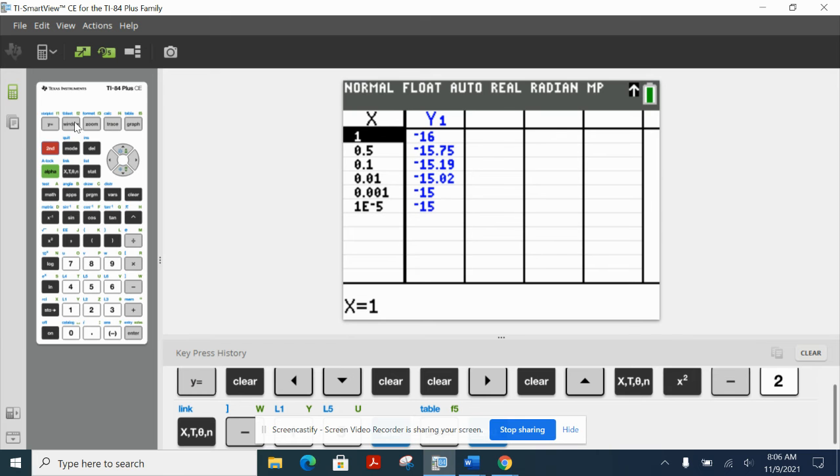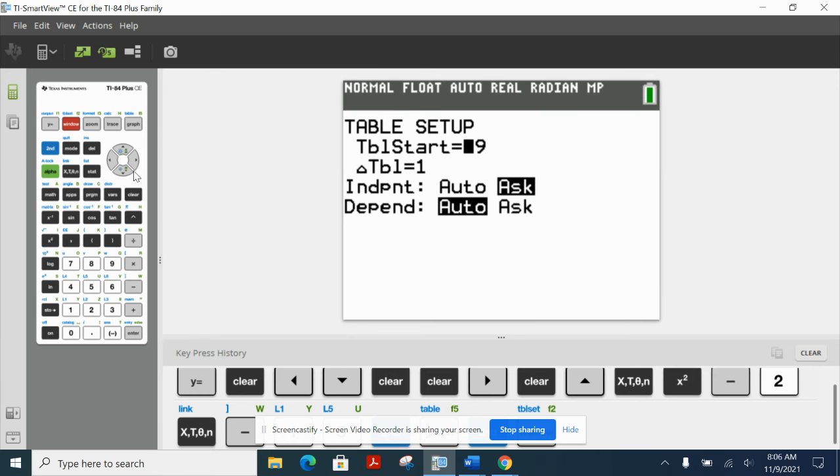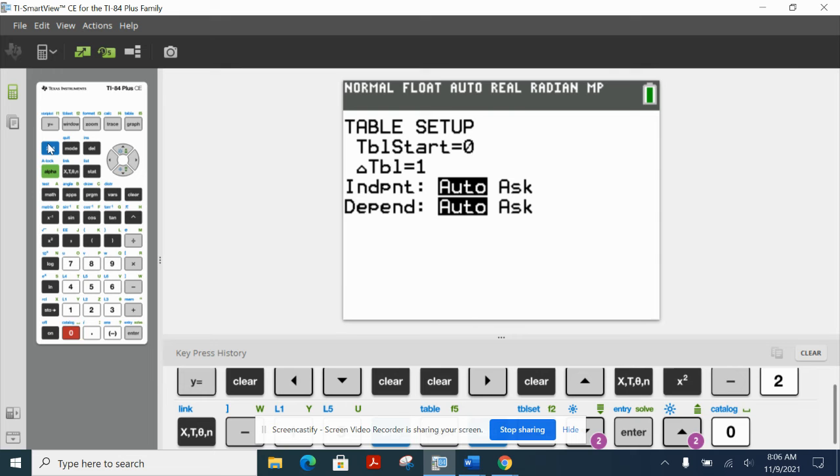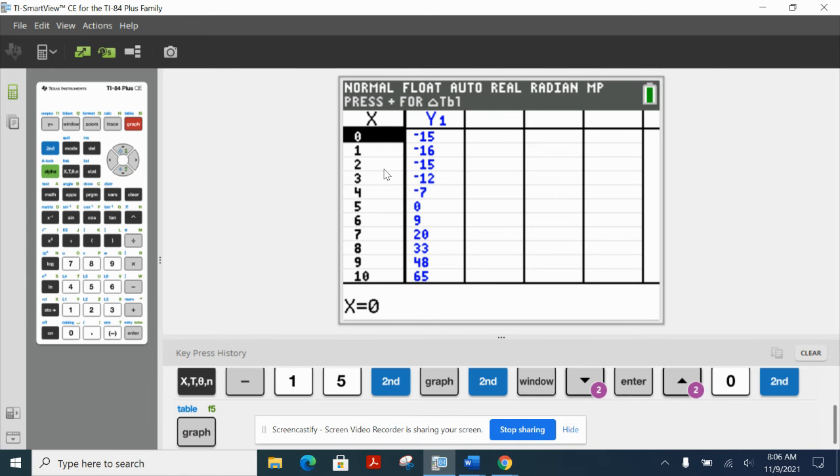Let me change mine. I have it set up a little bit differently than yours. Yours should be fine, I would hope. All right, so now go second table, and then we have this table of values. But what we have to remember is sort of what are we looking for when we're doing a table, when we're doing these problems.